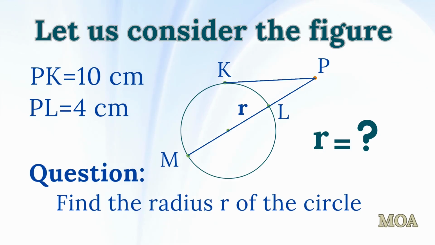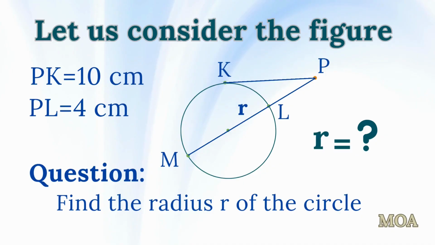Let us first explain the given figure to understand it better. Let P be a point outside a circle, and let K, L, and M be points on its circumference, such that from point P, a tangent is drawn to the circle, touching it at point K. The length of the segment PK is 10 centimeters.